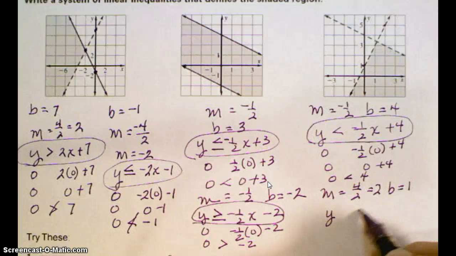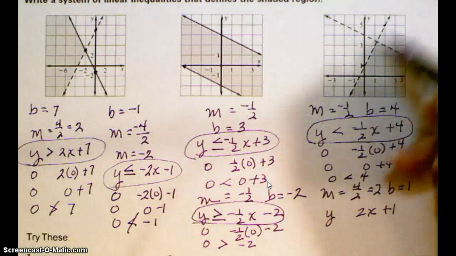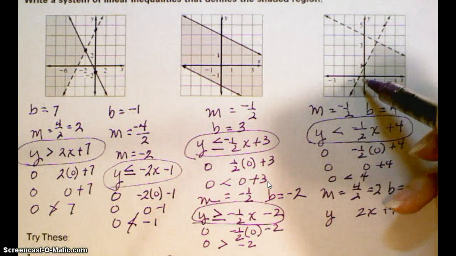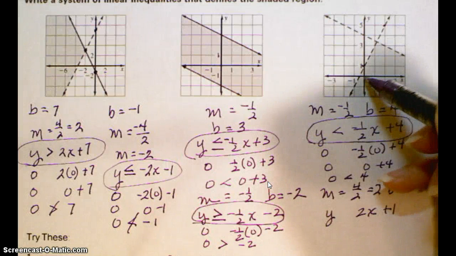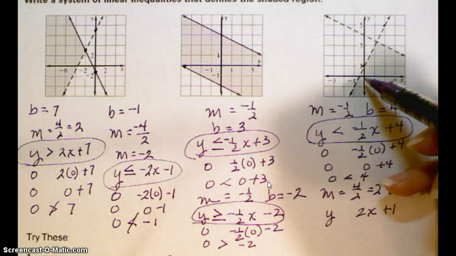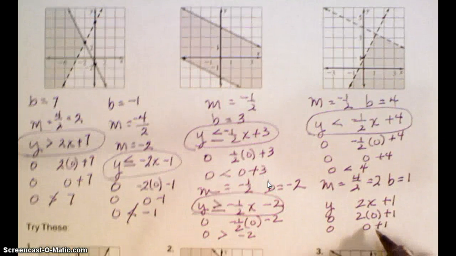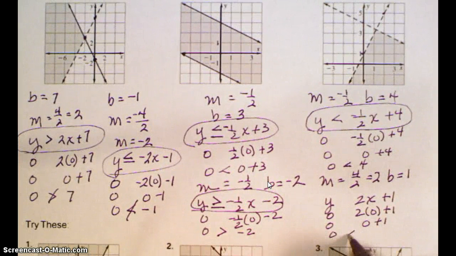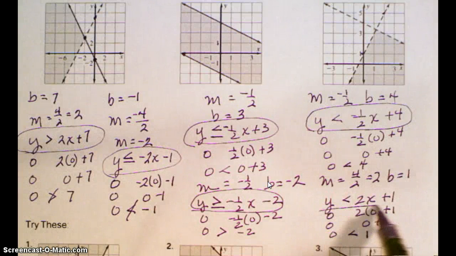So y, and I'm going to have 2x plus 1 on the other side of the equal sign. Well, let's try to figure out what part of this is the solution. To the right, we have everything shaded. The 0, 0 is in the solution's shaded region. So let's put in 0 for y and 0 for x and make a true statement. 0, and this is 0 plus 1, which is 1. So to make this true, 0 is less than 1. So in my inequality, y is less than 2x plus 1.